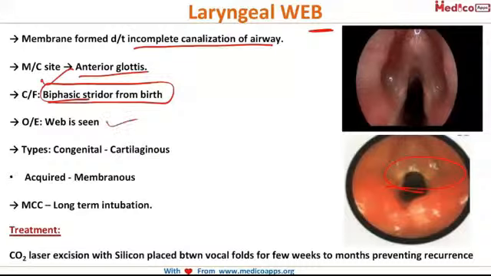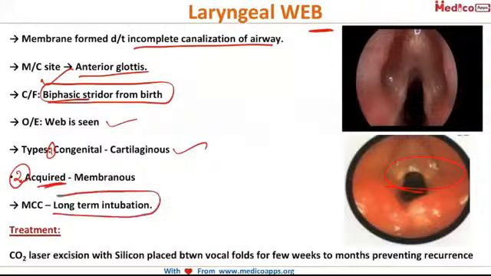On examination, you can obviously note the web, and there are two types. It can be congenital or acquired. Congenital web is cartilaginous, whereas acquired web, that is most commonly occurring due to long-term intubation, is usually a membranous structure. The treatment will be carbon dioxide laser excision with silicone placed between vocal folds for a few weeks to months to prevent recurrence. Okay, so carbon dioxide laser.